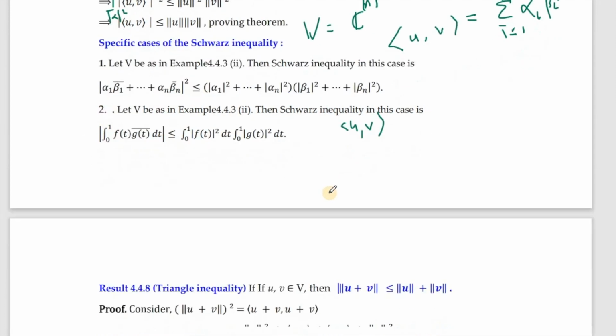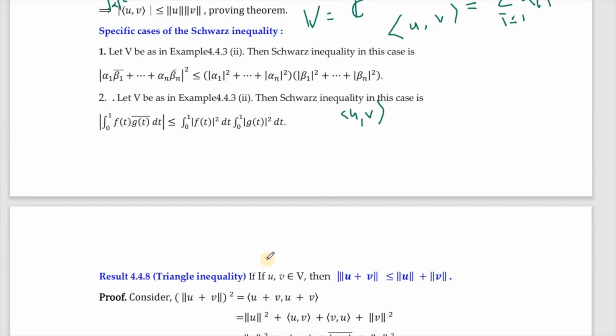Next we have the triangle inequality, which states that if u, v belong to V, so for any two vectors, norm of u plus v is less than or equal to norm u plus norm v. Here we have just two, norm of u plus v. Norm of u plus v is less than or equal to norm u plus norm v.